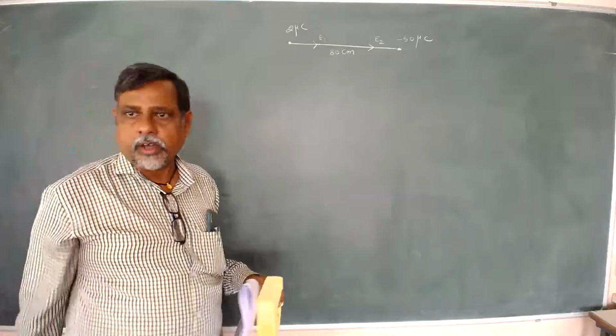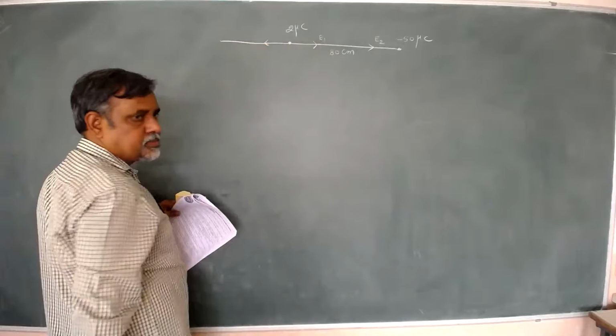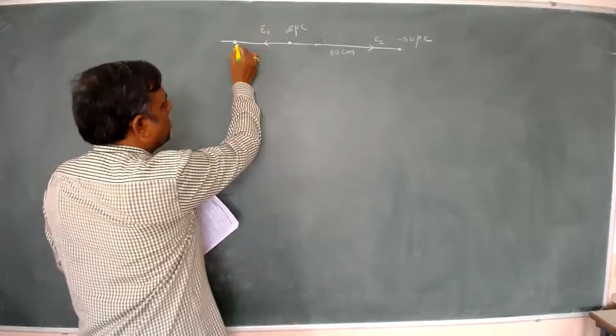Understood? Radially outward means not only this side, even this side also radially outward. So the field should not be taken on this side. The field has to be taken here, then the neutral point is obtained up here. Imagine this will be the distance x you take.